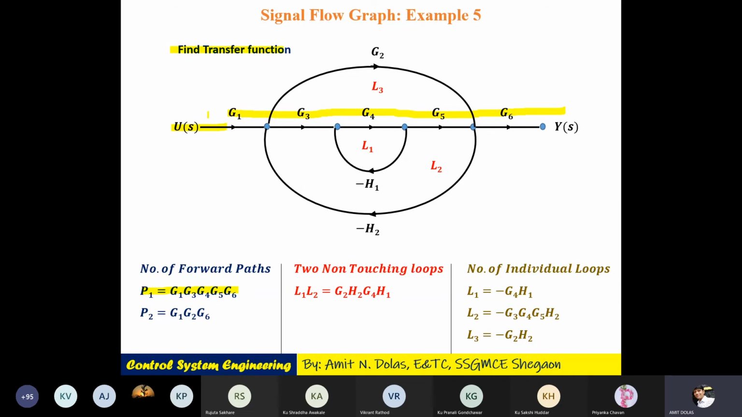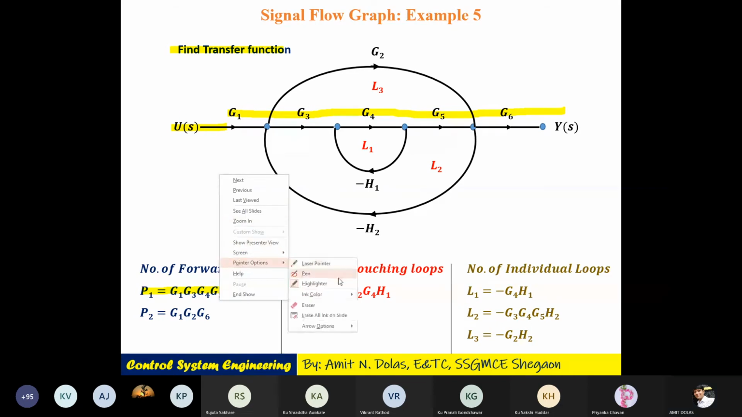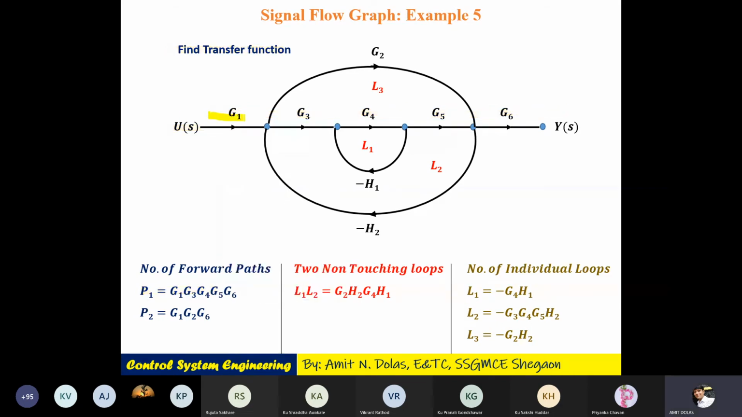Then another will be, of course, G1, G2 and G6. These are the two possible forward paths. Then the number of individual loops. The first individual loop is L1. L1 is what? G4 into minus H1. This is L1. Then L2.